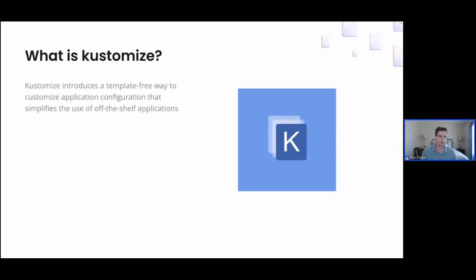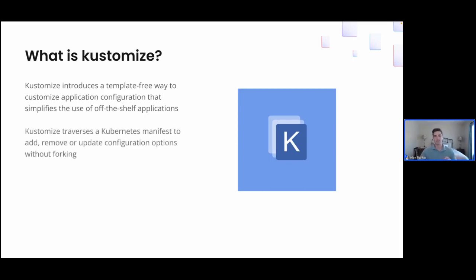This is straight from its website, but kustomize is a template-free way to customize application configuration that simplifies the use of off-the-shelf applications. So basically what kustomize does, it's able to look at a Kubernetes manifest and augment it. It can add, remove, or update configuration options. So you're able to change specific parts of your manifests without having to fork them and have different versions.